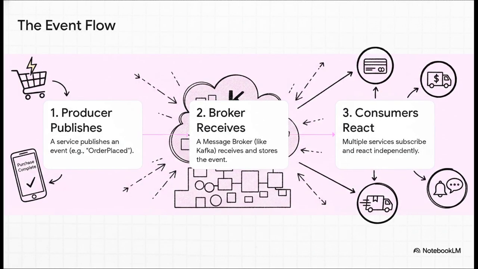Let's make this real. Imagine an e-commerce site. A customer hits buy. In the old synchronous world, the order service would have to call the billing service and wait. Then call the shipping service and wait. Then call the notification service. No. In an event-driven world, the order service simply publishes one single event. Order placed. That's it. Its job is done. A message broker like Kafka catches it. Then, completely on their own, the billing service, the shipment service, and the notification service all pick up that same event and do their jobs in parallel. They don't even know the others exist.